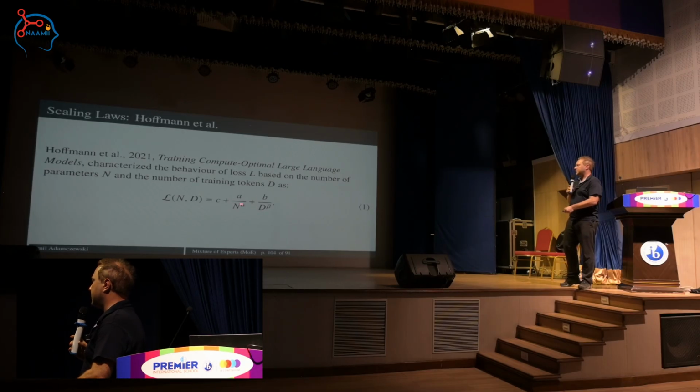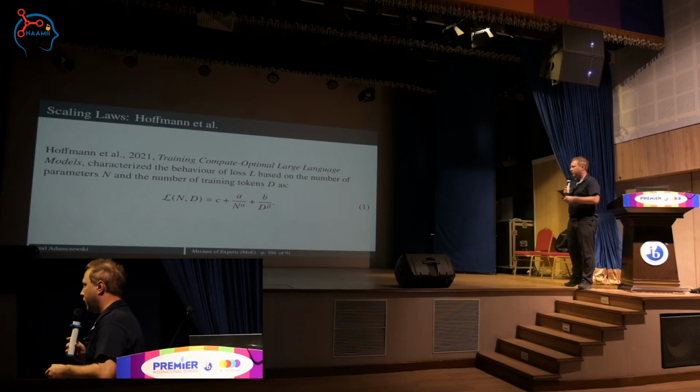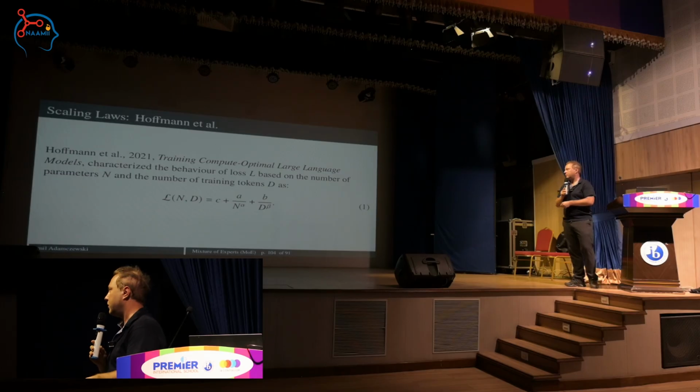And these are some constants which we get. But the general formula is that you see, this is the value in the denominator. This is a positive value. So the more parameters we have, the smaller the loss. The more tokens we have, the smaller the loss. This is the scaling law for transformers.